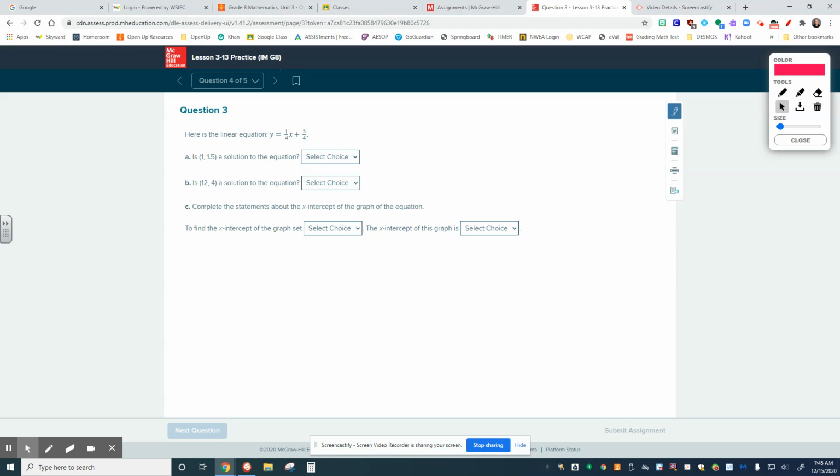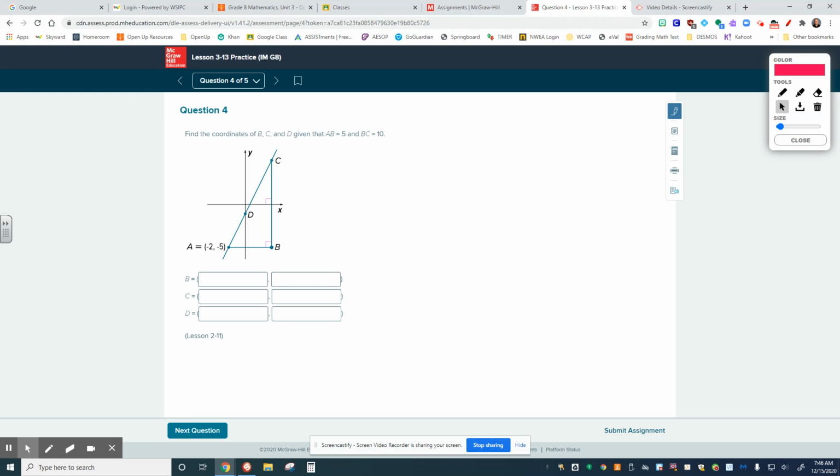The next problem is going to be a review problem from lesson 211. What we need to recognize from this is that we need to find the coordinates of B, C, and D. So I need to find this one, and this one. Knowing that AB, the length of this segment right here, is 5 units, and the length of this segment right here is 10 units. I think the easiest thing would be to find B first.